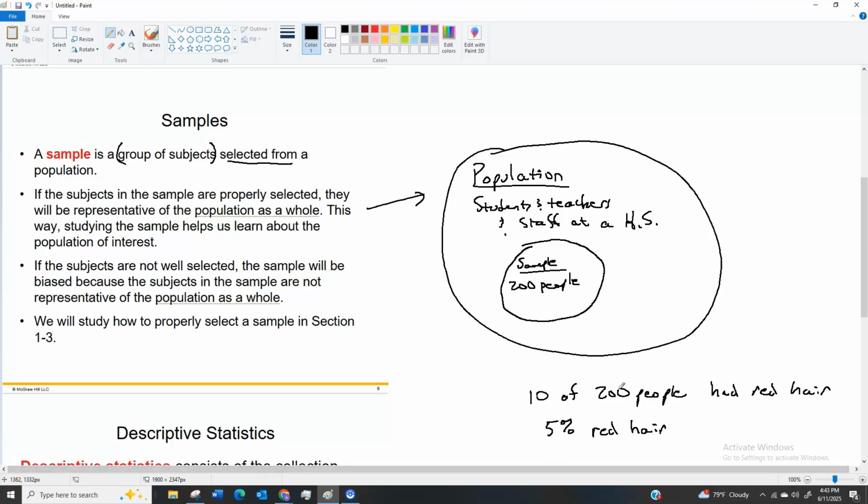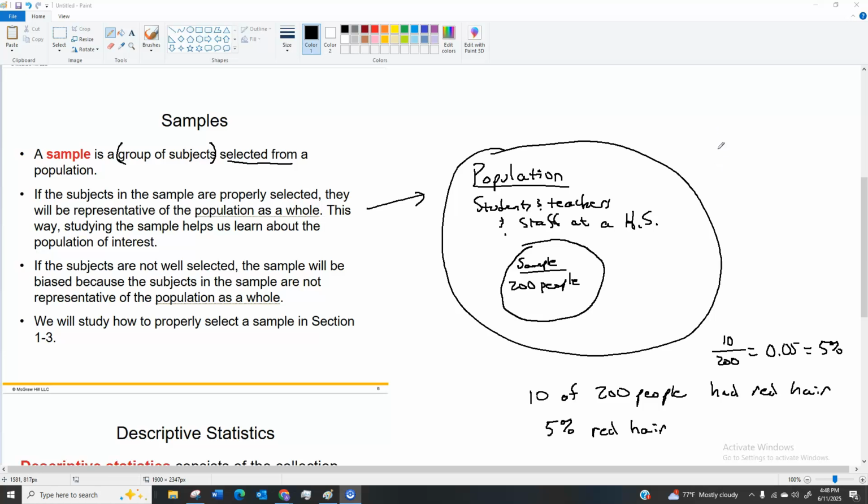Because 10 divided by 200 would be, whoops, I wrote 100 instead of 10. Just a second. Okay, so 10 out of 200, if you divide that, you get 0.05, which would be 5%. And so you could say, well, because in my sample, 5% of people had red hair, and I pulled that sample randomly, I'm going to assume that around 5% of the entire high school has red hair.